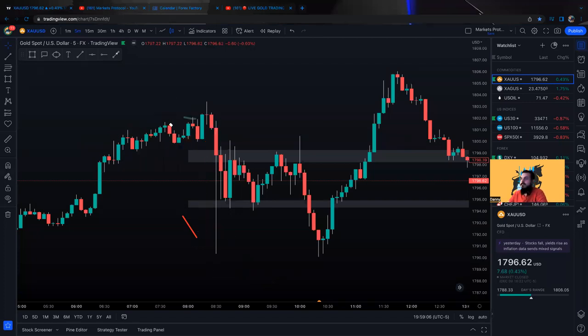So now let's take you back to the structure. This is the structure, and this is where we formed a rejection zone. Why is this a rejection zone? You see multiple wick rejections in this area, and this is a resistance too, as you can see right over here.